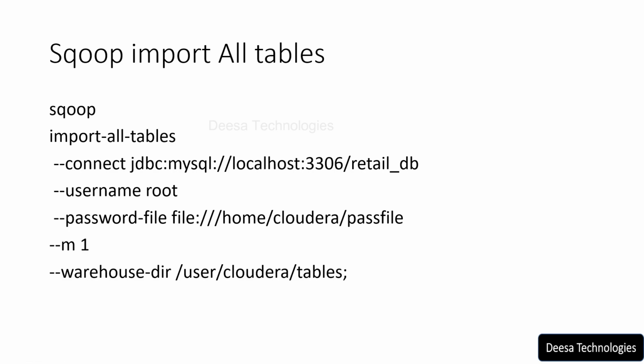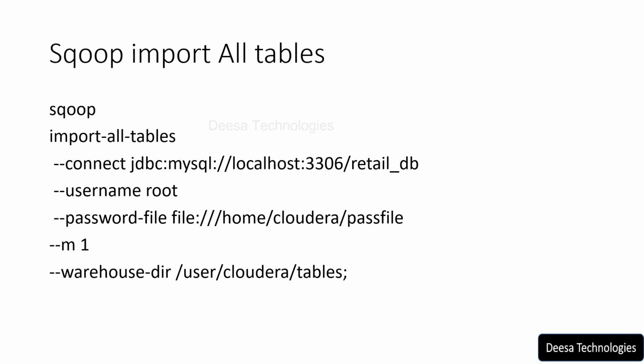So in all our previous examples, what we did is we imported just one table. Whether we imported it as a whole or imported a portion of the table, bottom line is we imported only one table. If you want to import more than one table, or if you want to import all the tables at once, you can use the concept of import all tables. Sqoop provides a feature where you can import all the tables at once.